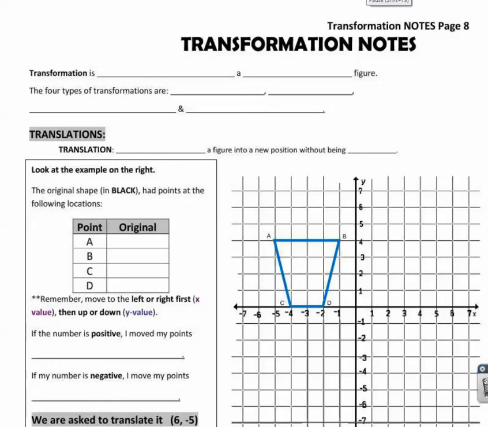Today we're going to talk about transformations. Transformation is moving a geometric figure. The four types of transformations are translations, rotations, reflections, and dilations.